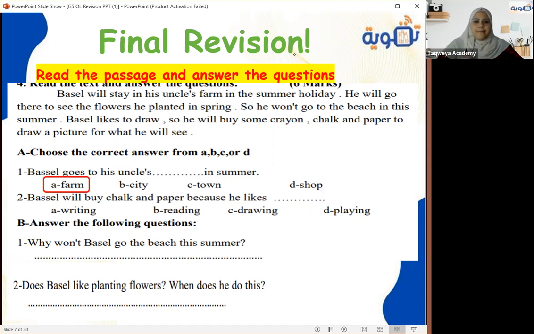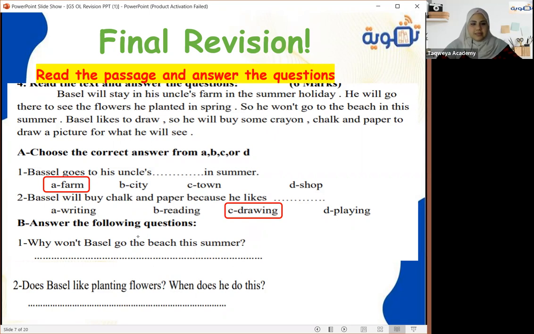Number 2, Basil will buy chalk and paper because he likes. Now let's look for chalk and paper. All right, he will buy some crayon, chalk and paper to draw a picture of what he will see. So to draw a picture, he likes what? Writing? Reading? No, of course, drawing.